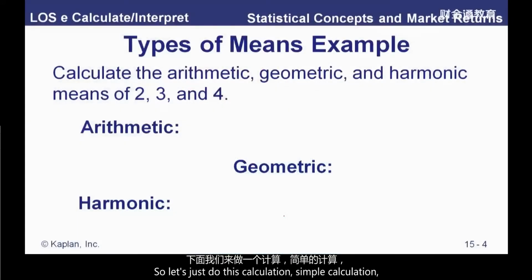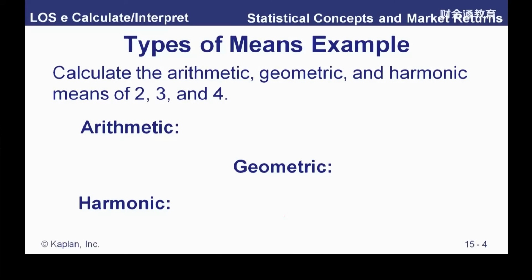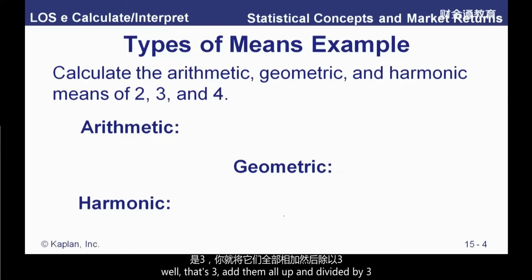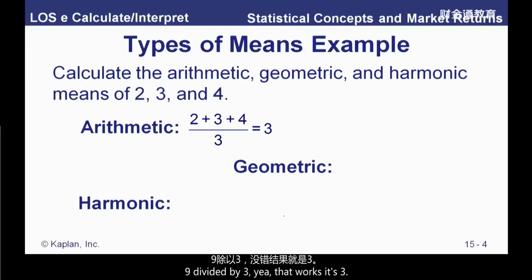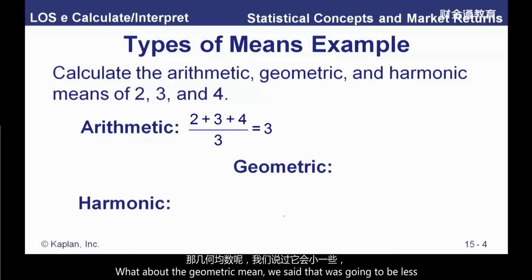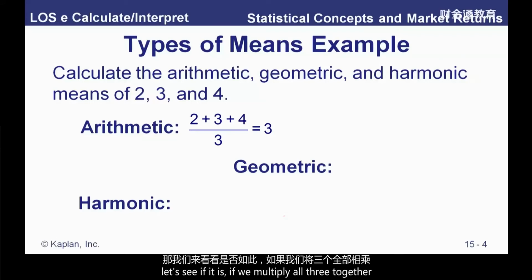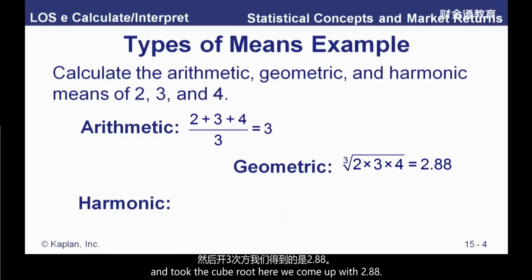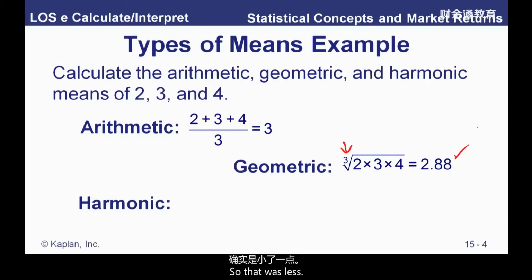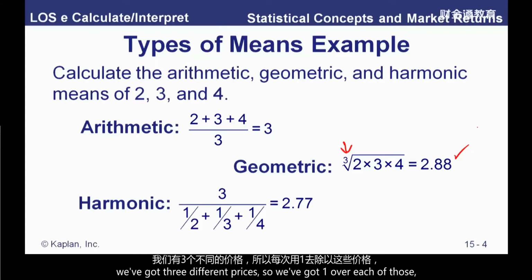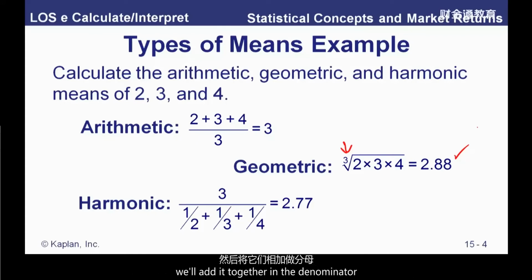So let's just do this calculation, simple calculation, 3 numbers. What's the arithmetic mean of 2, 3, and 4? Well, that's 3. Add them all up and divide by 3. 9 divided by 3? Yep, that works. It's 3. What about the geometric mean? We said that was going to be less. Let's see if it is. If we multiplied all 3 together and took the cube root here, we'd come up with 2.88, so that was less. And finally, the harmonic mean. 3 is n here. We've got 3 different prices, so we've got 1 over each of those all added together in the denominator, and we get 2.77.